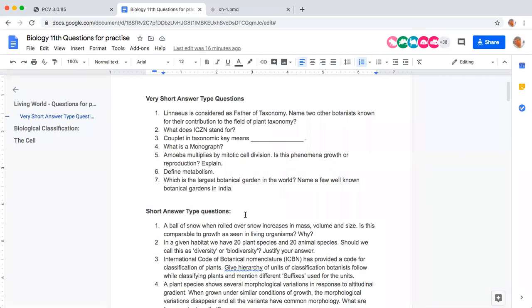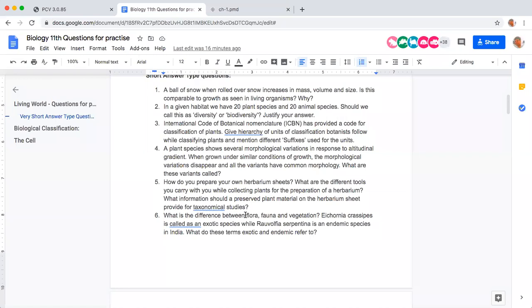Okay, now moving on further, we'll go for the short answer questions. A ball of snow when rolled over snow increases in mass, volume and size. Is it comparable to growth seen in living organisms? Why? You cannot compare both these things. Because what is happening in a ball of snow is just on the surface level, mass is getting aggregated. It is like extrinsic. It is happening outside. Whereas growth in living organisms happens internally, or it is intrinsic. So you need to write that in a statement.